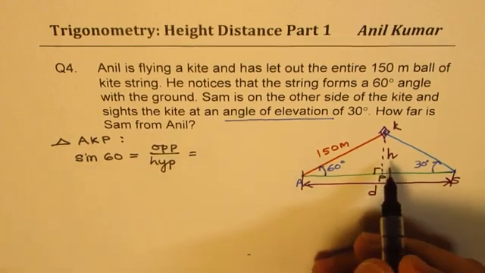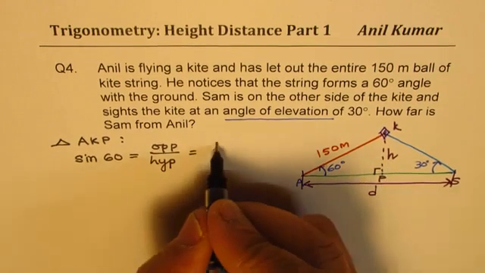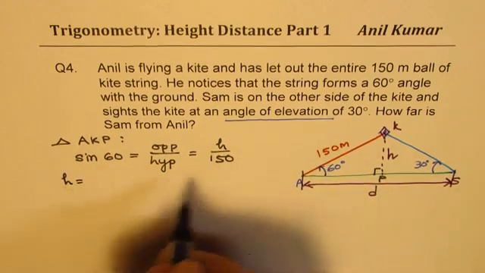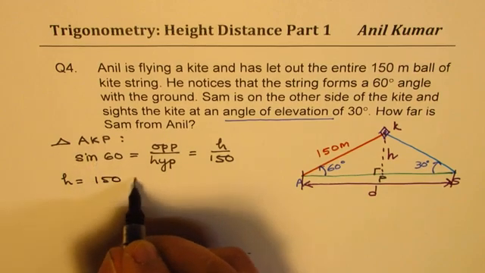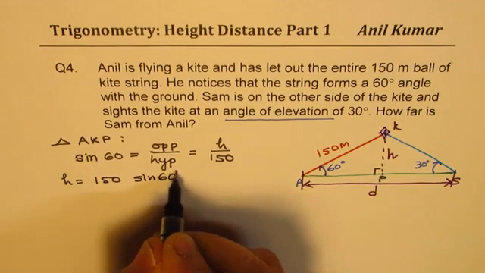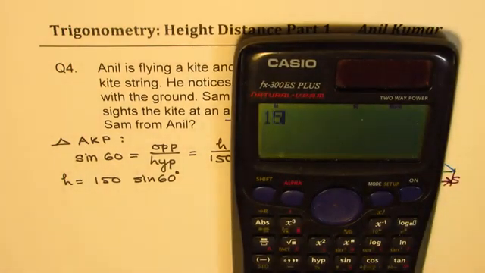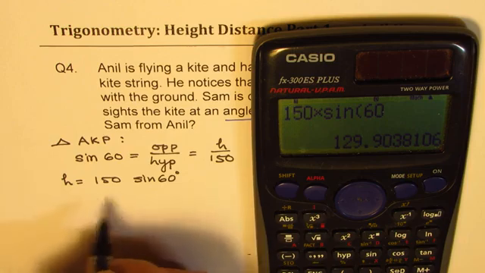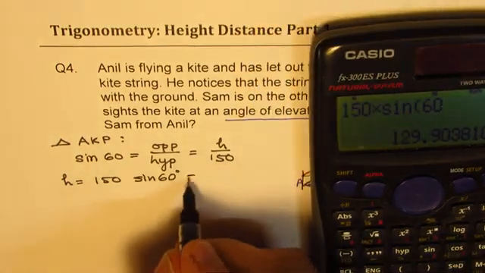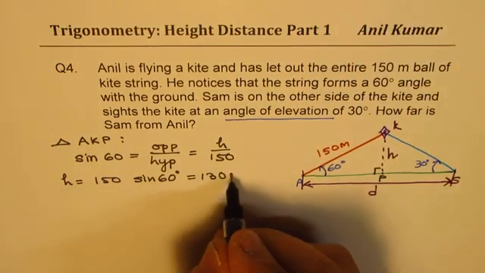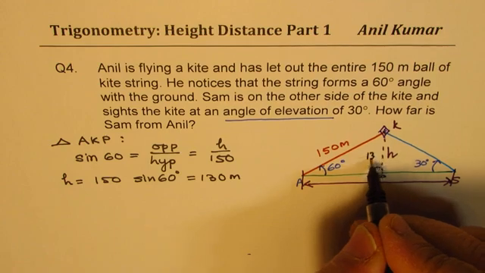So sine 60 is equal to height h over 150. From here, we can get the value of the height, which is, cross multiply, 150 times sine 60 degrees, correct? Let's calculate this answer. It is 150 times sine of 60 degrees, which gives you, let's write decimal values, approximately 130. We'll approximate it to the whole number, 130 meters. So this height is 130 for us.